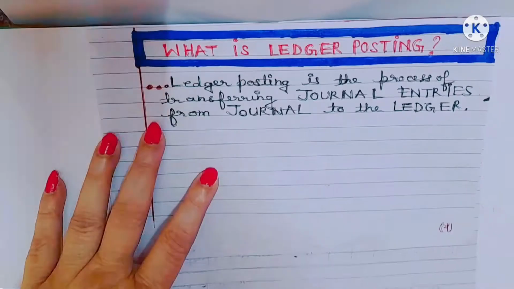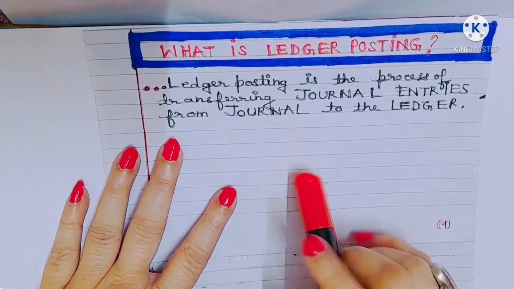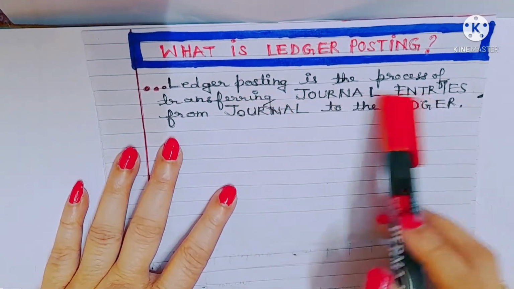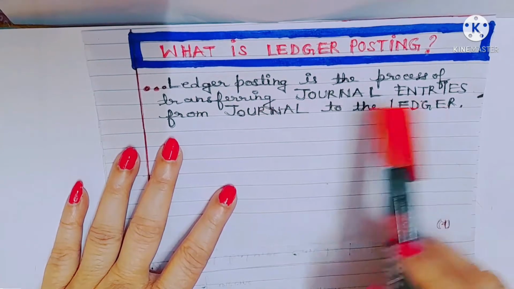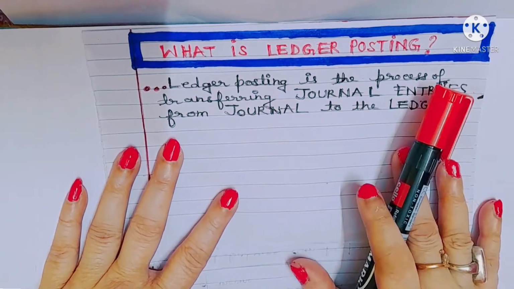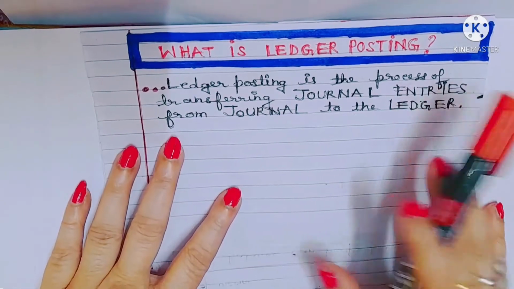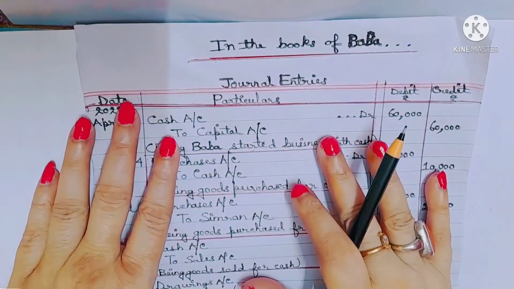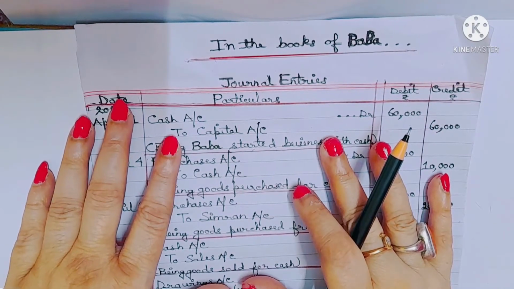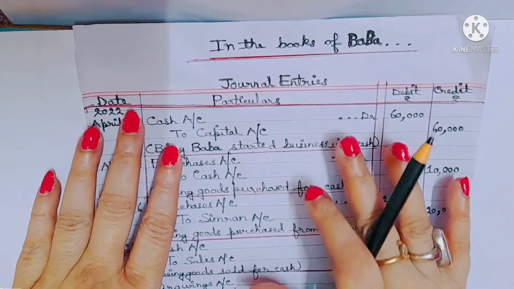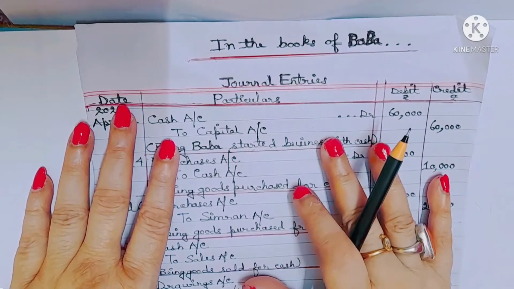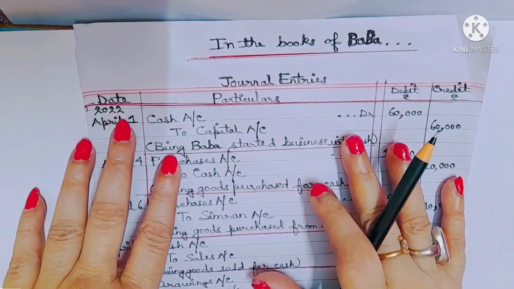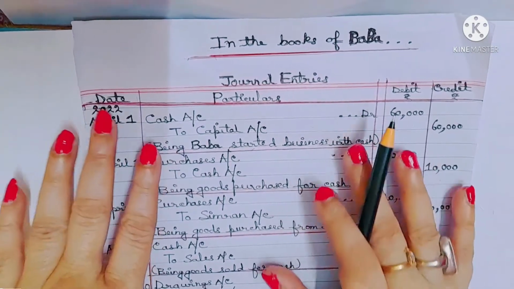Understood? Now, what is ledger posting? Ledger posting is the process of transferring journal entries from journal to ledger. Understood? So, let's do it. Always remember, we'll start with cash account because most transactions happen in the cash account. Always we'll start with cash account. So, first, let's do cash account.